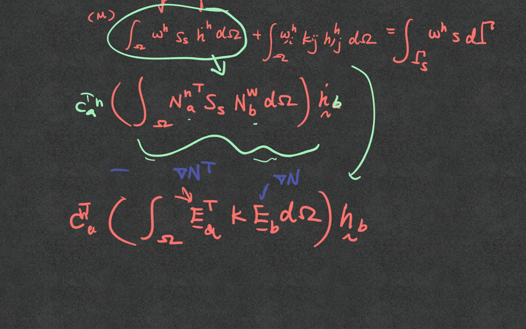So I add these two terms together, and then what I would have is actually the boundary term, which I will simply write in the same manner, C transpose, gradient, N transpose A S. So, let me write it.